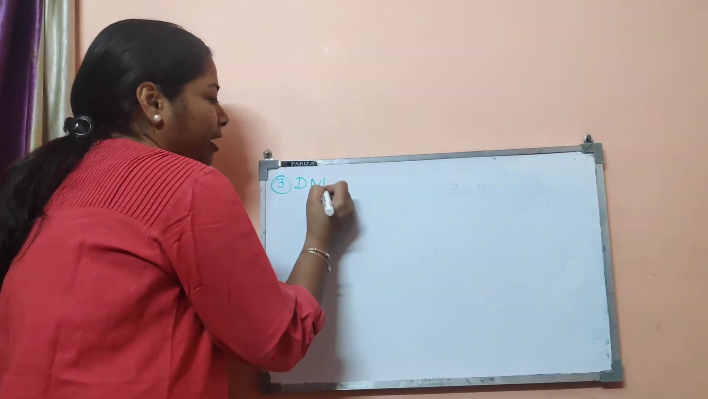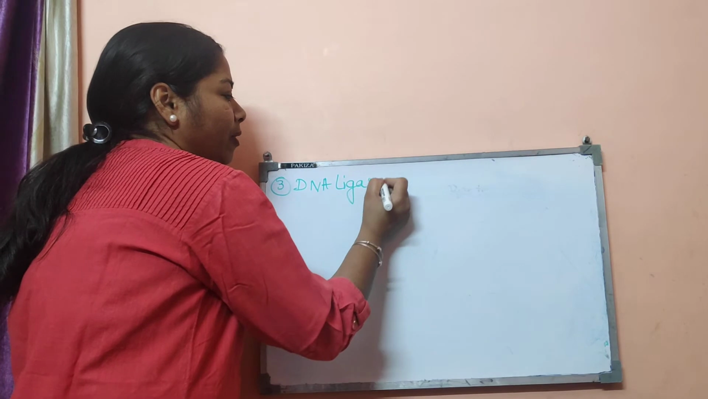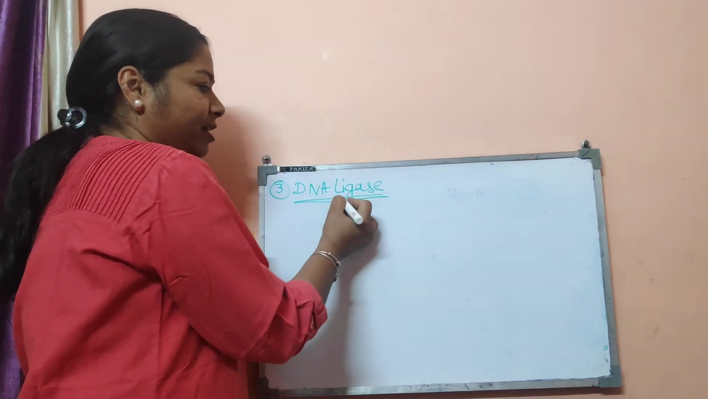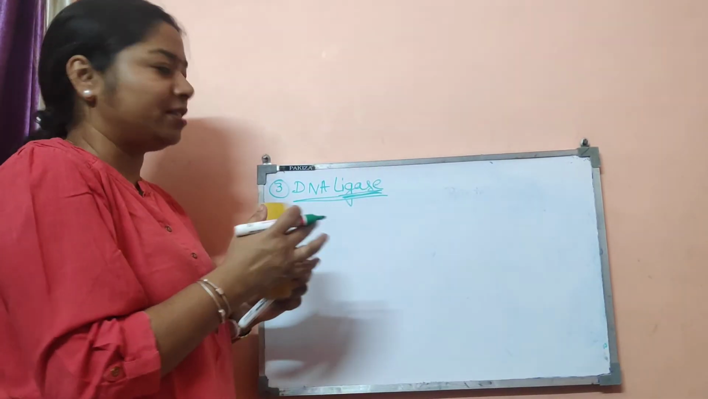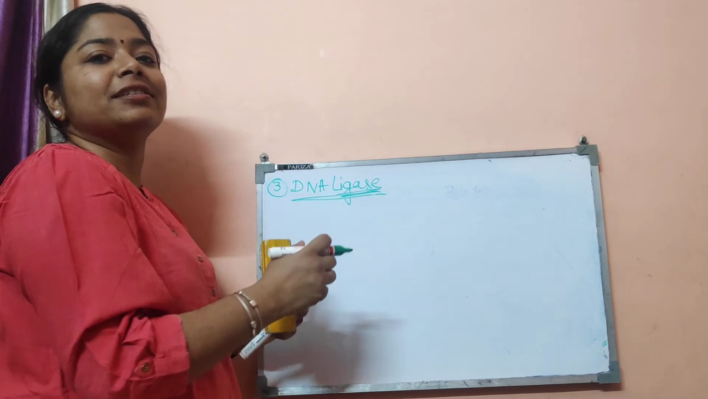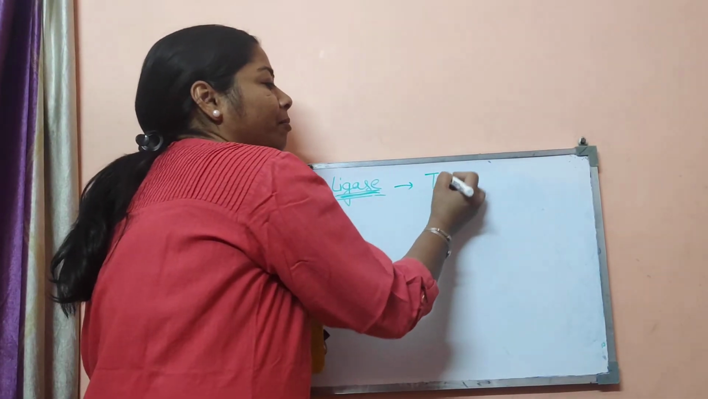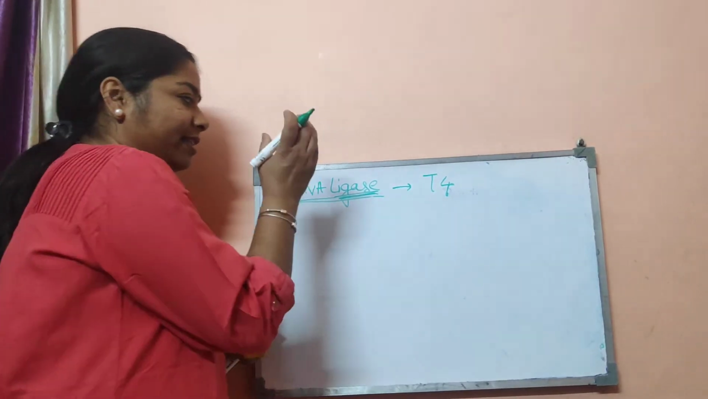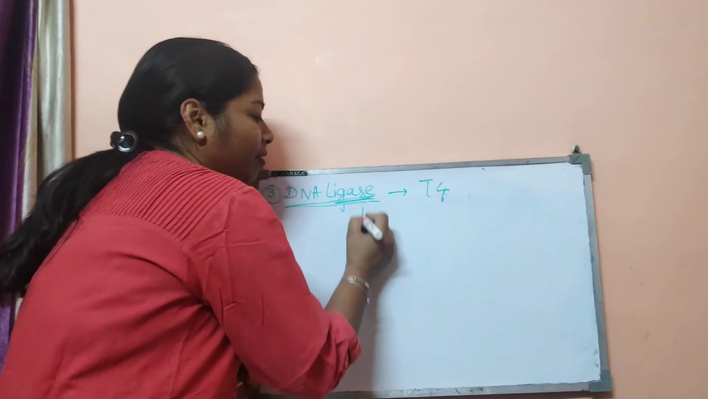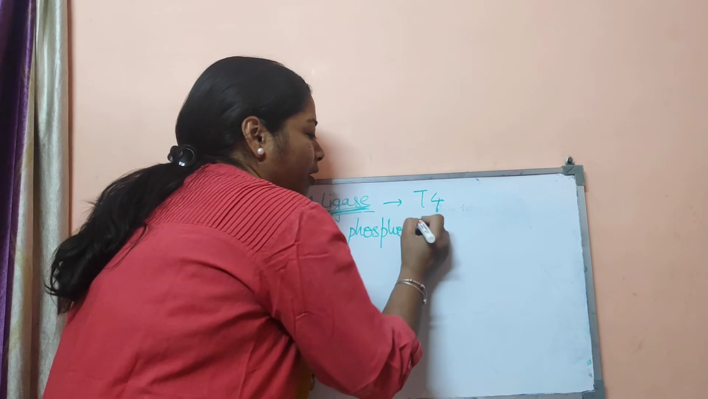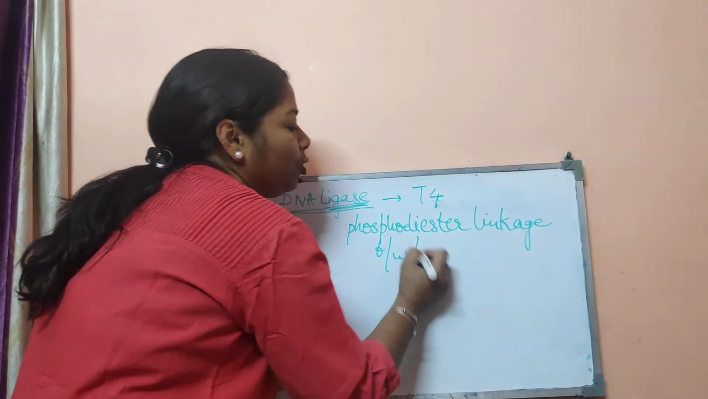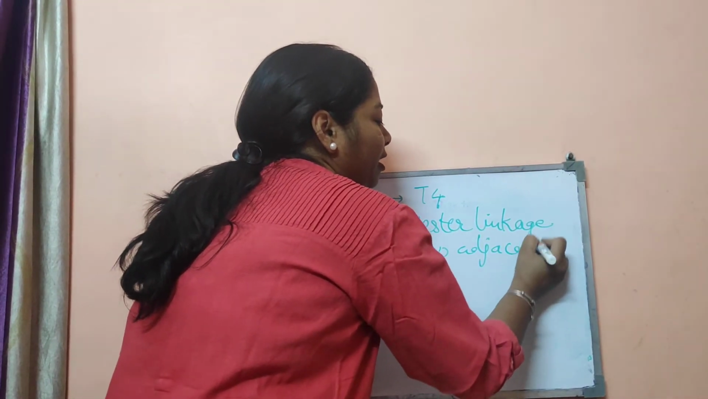We have already studied DNA ligase. Have you always heard this name? What is ligase? It is a ligating enzyme, meaning a joining enzyme. And this DNA ligase we obtain generally from T4 bacteriophage. This DNA ligase is responsible for forming the phosphodiester linkage between two adjacent DNA.